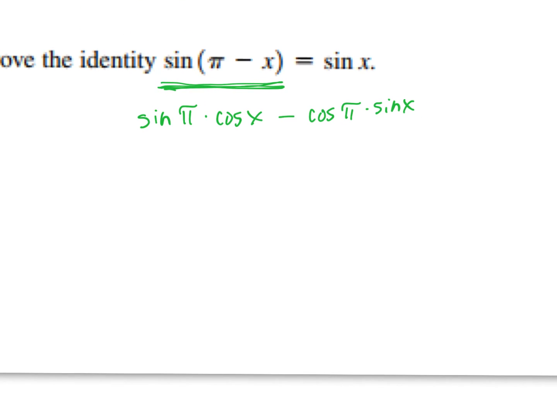All right, now we've just got to plug in. We've got to go to our unit circle and come up with what the values are. So the sine of pi radians is equal to what, Rachel? 0. Yep. So we get 0 times the cosine of x, which we know that's just going to be 0. And then minus the cosine of pi, Izzy?